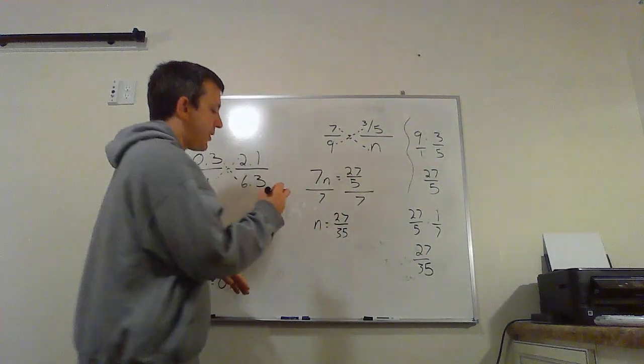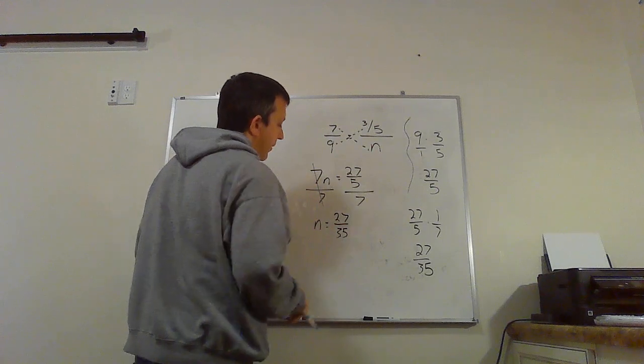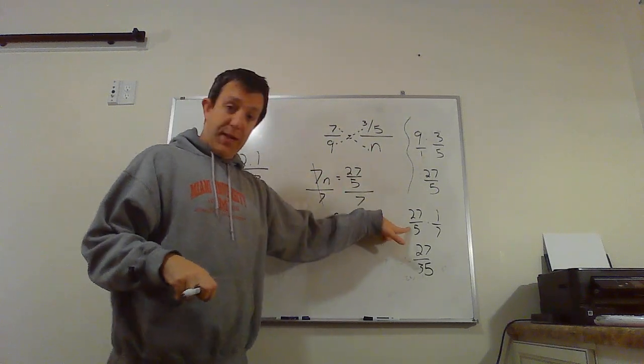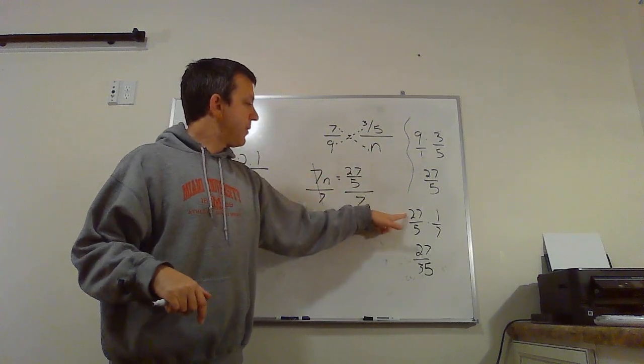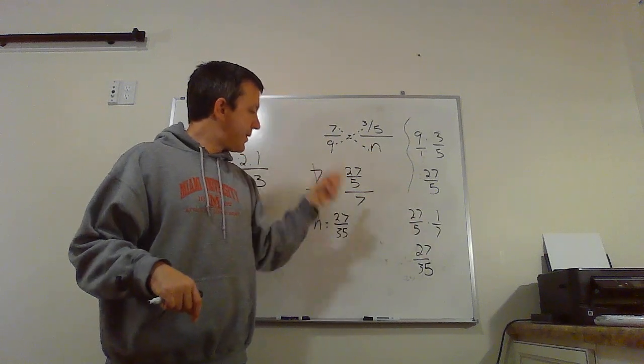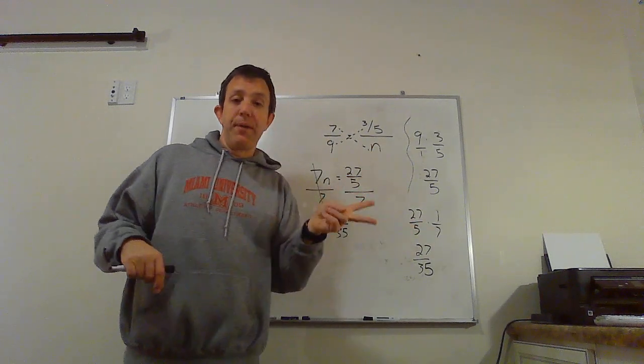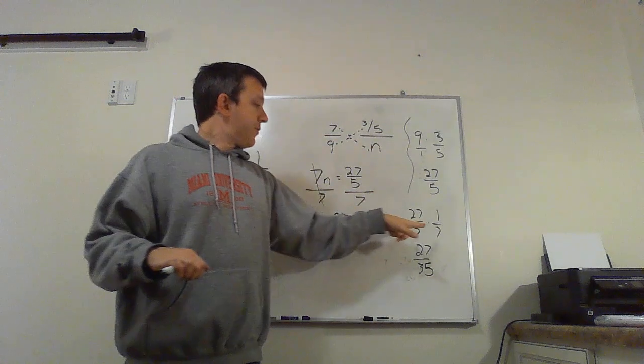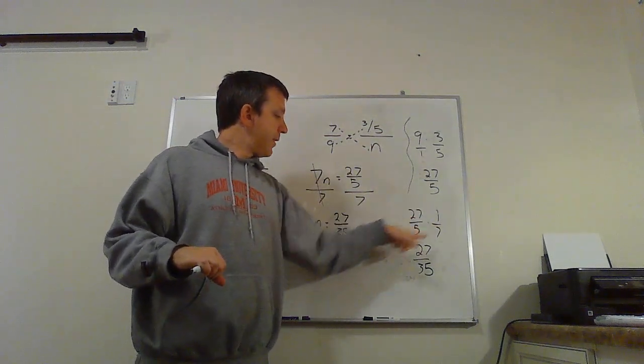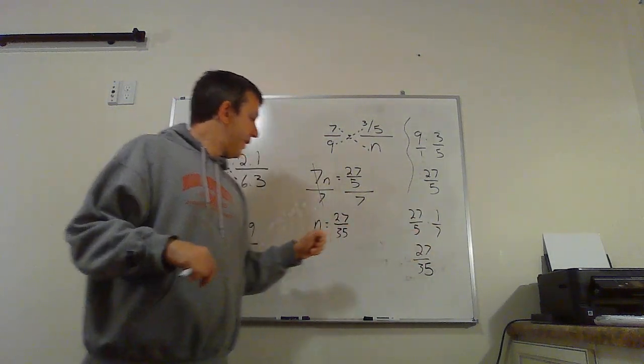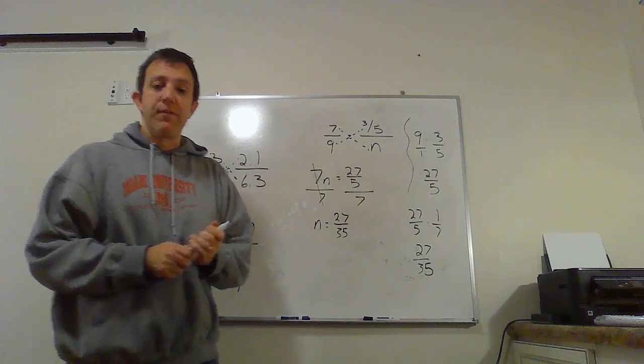So then I divide both sides by 7, which makes the 7's drop out. And more scratch work off to the side. 27 over 5. Remember, dividing by 7 is the same as multiplying by its reciprocal, upside down. So times 1/7. 27 times 1, 5 times 7 is 35. And there's our answer, 27 over 35.